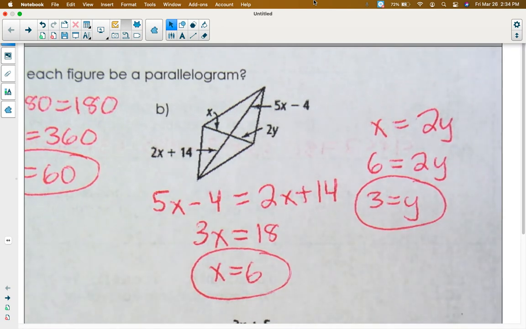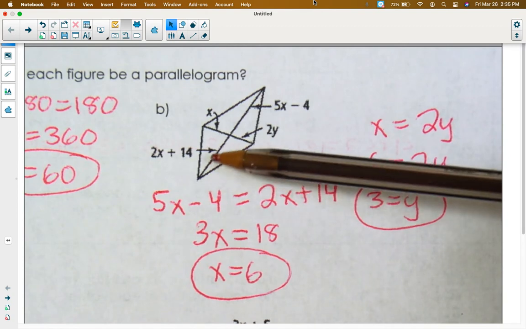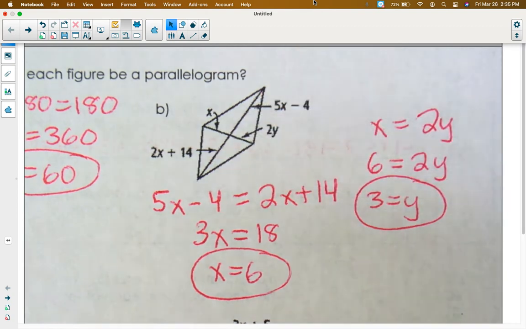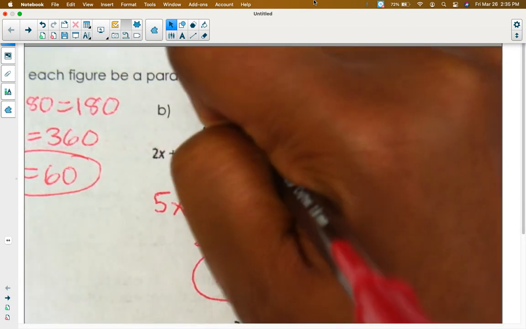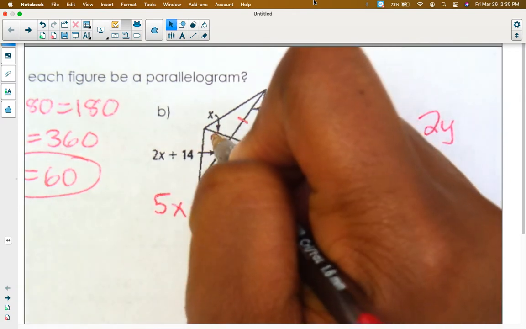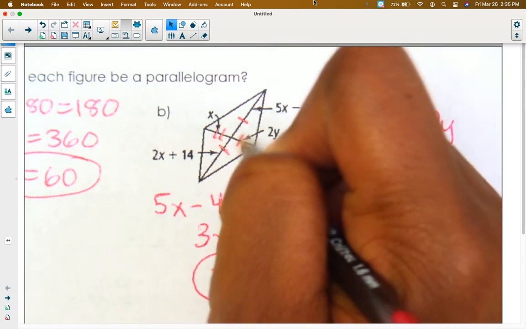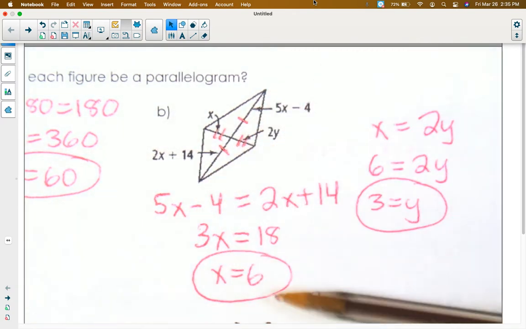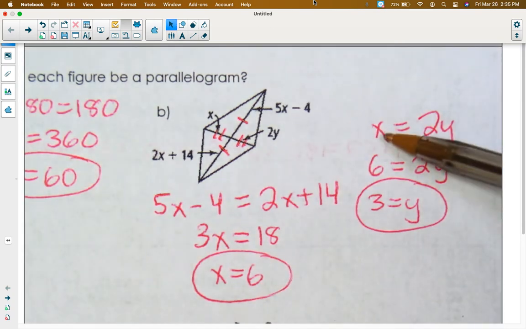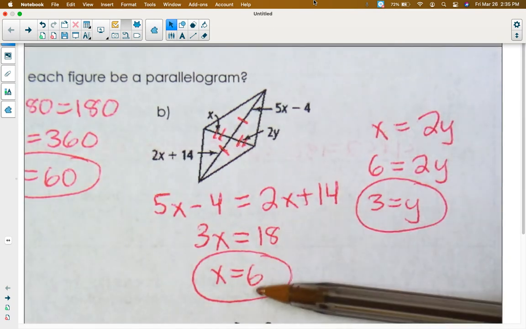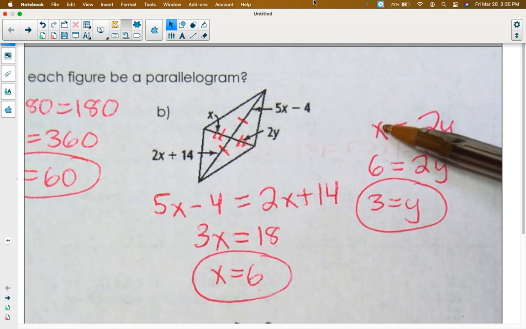So this problem is using the fact that if a quadrilateral is a parallelogram, the diagonals bisect each other. So 2x plus 14 is equal to 5x minus 4, so we can set those equal to each other. And x is equal to 2y. So we found that x was equal to 6 and x is equal to 2y. So we can take 6 and substitute it in for x. Divide by 2 and you get y is 3. C.